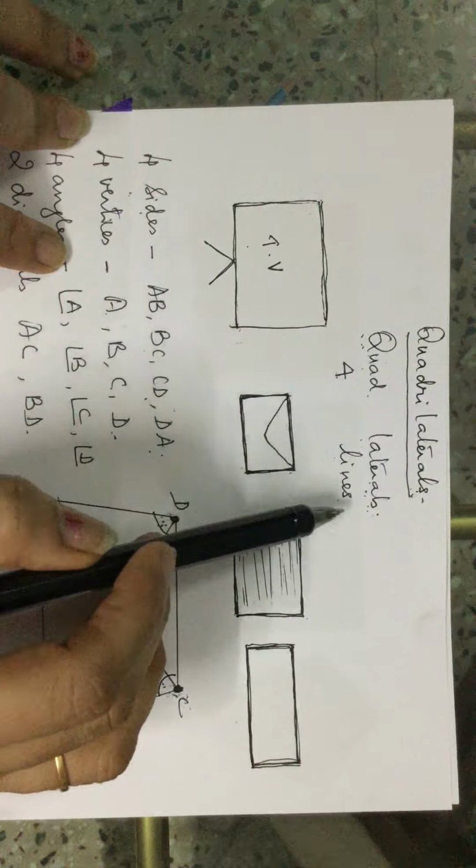Have you seen an envelope? This is the shape of a quadrilateral. Then what about the blackboard in your classroom? That's the shape of a quadrilateral. Then the desk on which you sit and write, that's the shape of a quadrilateral. So these are so many objects you see around you which have a quadrilateral shape.